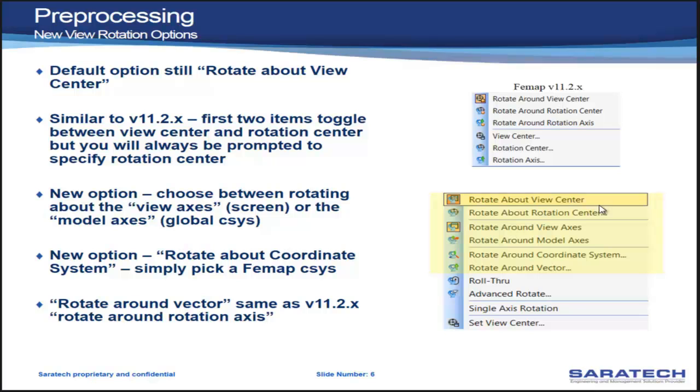And you can see in the options, the first two were already in 11.2. So they have added the rotate around view axis, which is the screen, and rotate around model axis, which is the global coordinate system, as well as rotate around coordinate system, which I just mentioned, and rotate around vector, which is the same as rotate around rotation axis in 11.2.